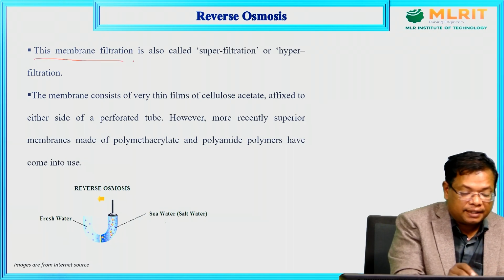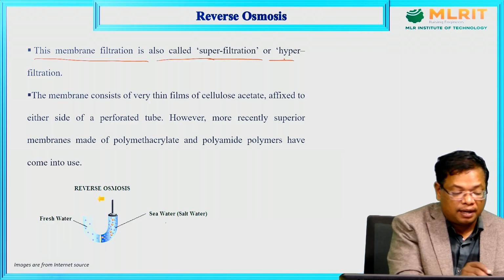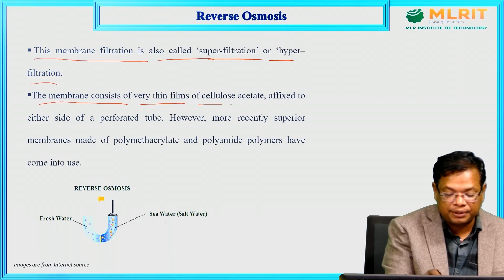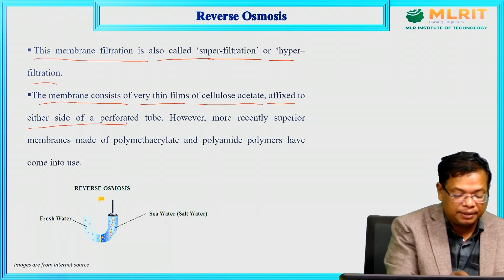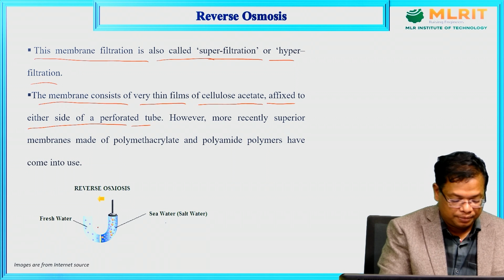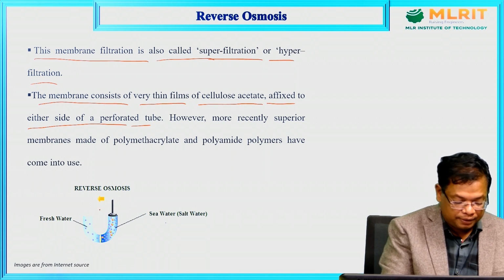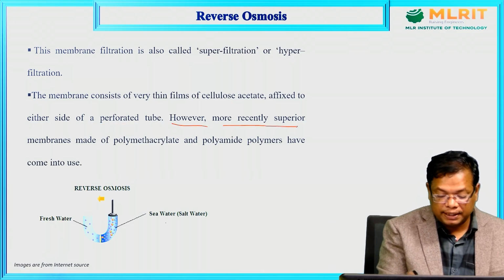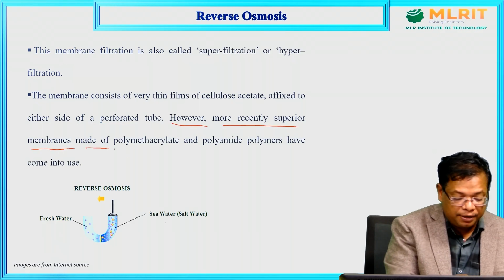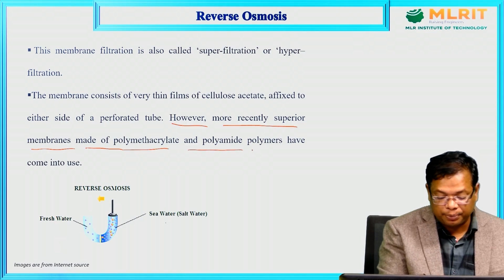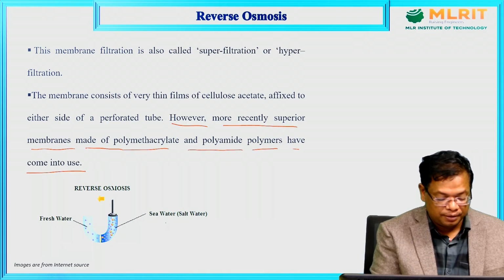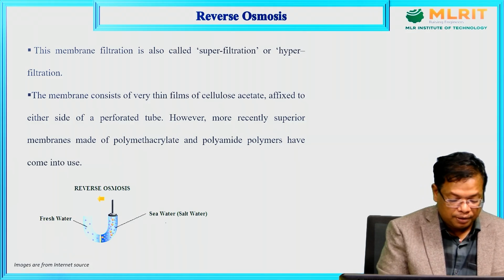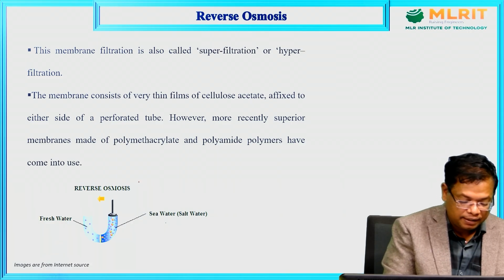This membrane filtration is also called superfiltration or hyperfiltration. The membrane consists of very thin films of cellulose acetate affixed to either side of the perforated tube. This is the perforated tube. However, more recently, superior membranes made of polymethyl acrylate and polyamide polymers have come into use as semi-permeable membranes. So now we are going to talk about reverse osmosis very clearly.